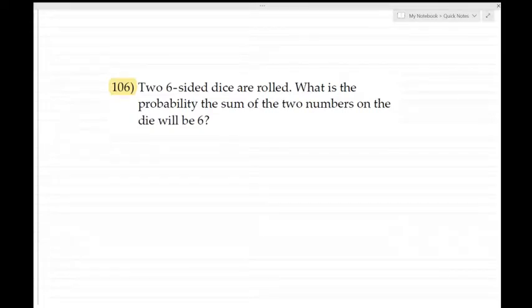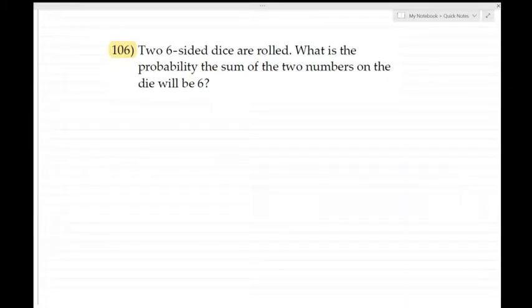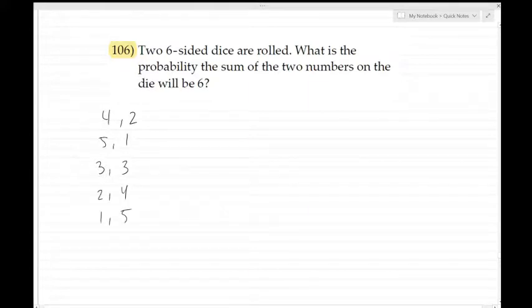Two six-sided dice are rolled. What is the probability the sum of the two numbers on the dice will be 6? So think about the sample space for the probability of the dice, right? So we have the combination of all the different possibilities. So what is the probability that they will add up to 6? So 4 comma 2, 5 comma 1, 3 comma 3, 2 comma 4, 1 comma 5, and that's it. I believe there's only 5 different combinations that will give us 6.